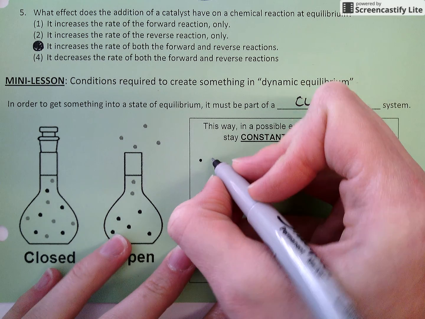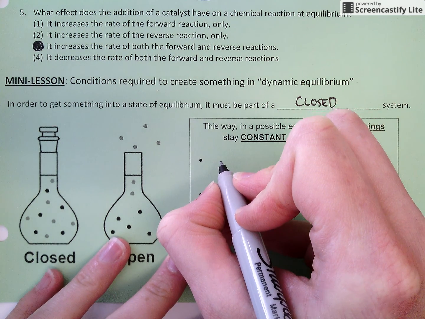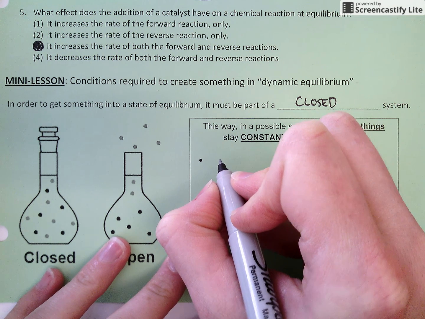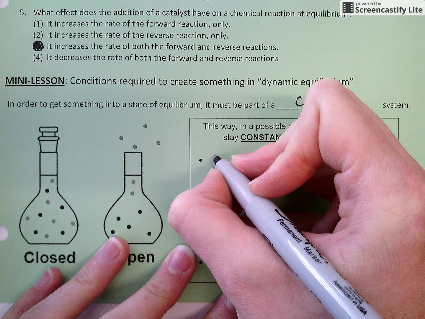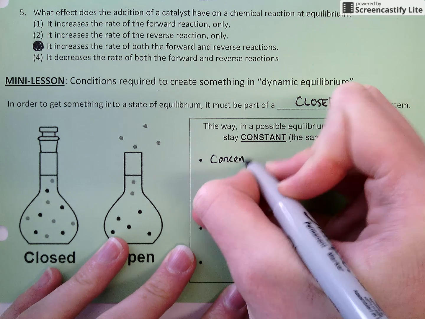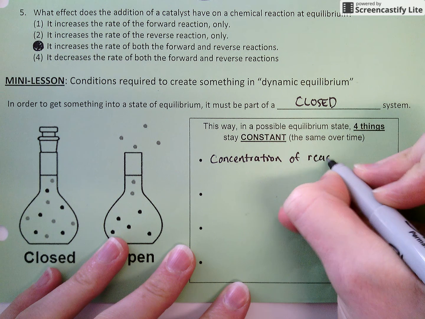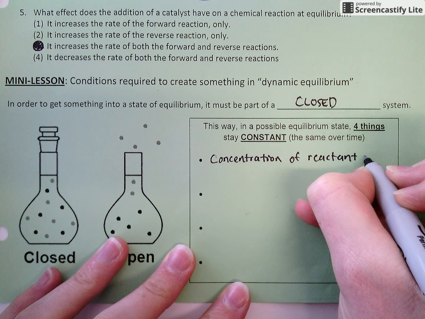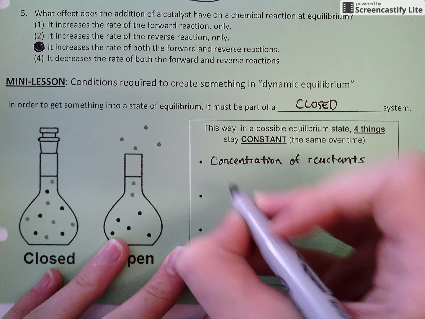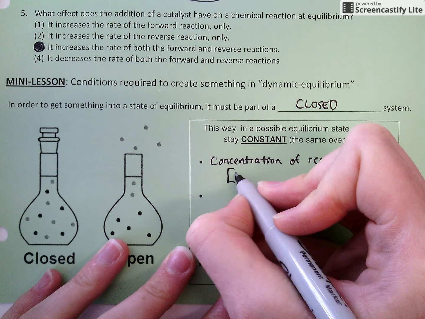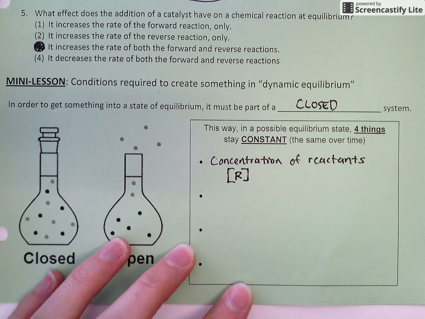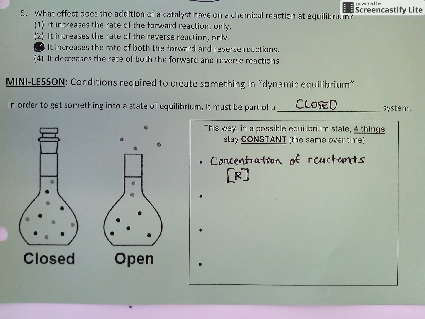What if we tossed in more reactants? That would certainly affect the rates of reaction. So in equilibrium, that's going to stay the same. The concentration or amount of the reactants is going to be constant at equilibrium. And sometimes you'll see this written with brackets. So if I use R for reactants, I'm going to put brackets around the R to represent the concentration of reactants. That's not changing over time, provided that the system is in a state of equilibrium.